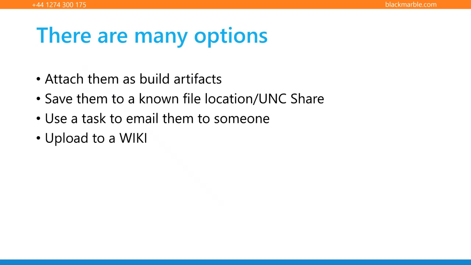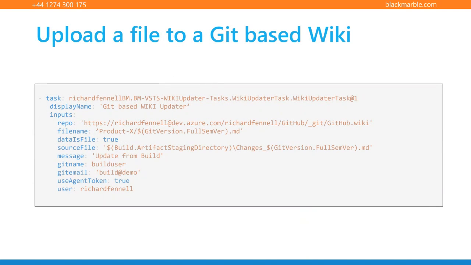But the final one, and arguably the most useful, is: why don't you put this information straight into a wiki where it can be used? To that end, I ended up writing more tasks. I have another task which will take a file and push it up to a wiki. That wiki could be Azure DevOps or GitHub, which are the ones I've tested and support. I'm sure it will talk to any others as long as they're Git based.